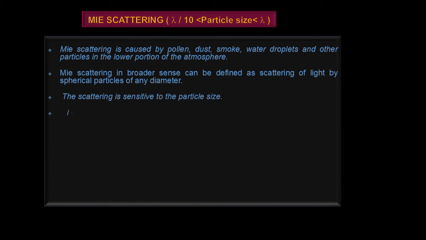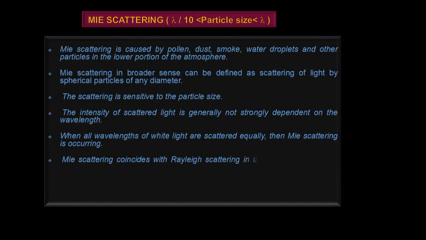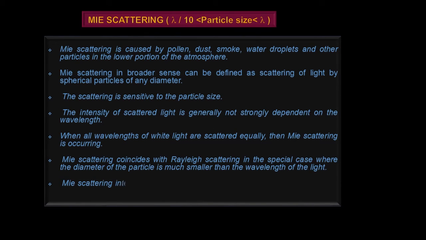The scattering is sensitive to the particle size. The intensity of the scattered light is generally not strongly dependent on the wavelength. When all the wavelengths of white light are scattered equally, then Mie scattering is occurring. Mie scattering coincides with Rayleigh scattering in the special case where the diameter of the particles is much smaller than the wavelength of the light. Mie scattering intensity for larger particles is proportional to the square of the particle diameter.